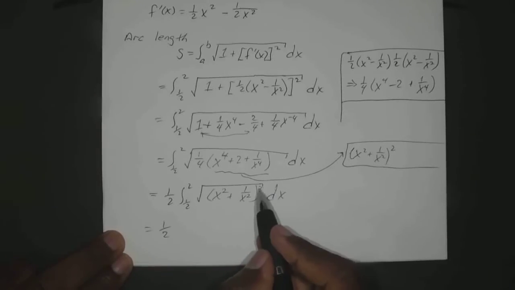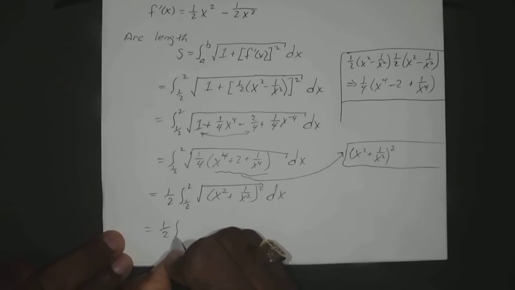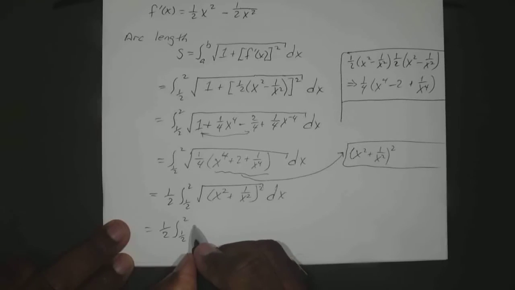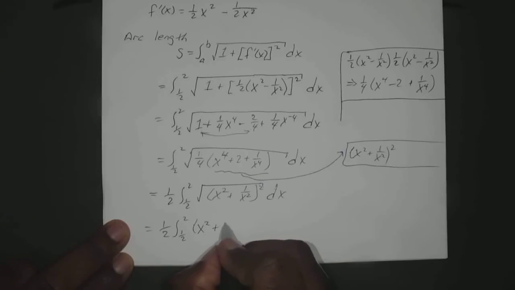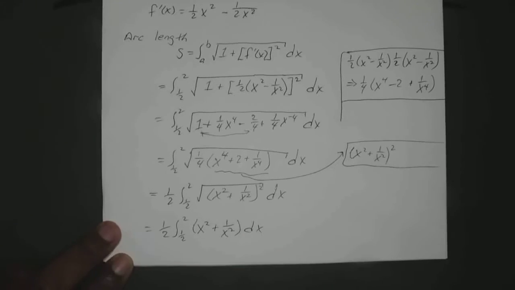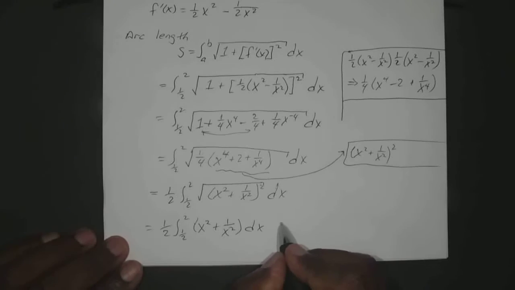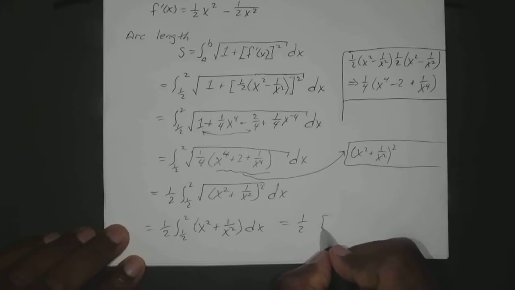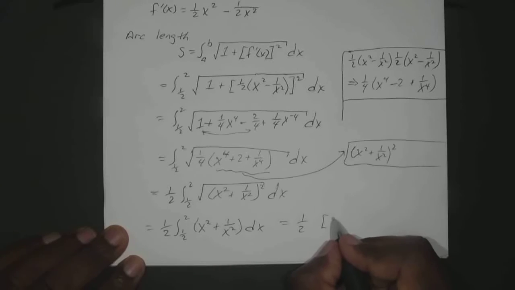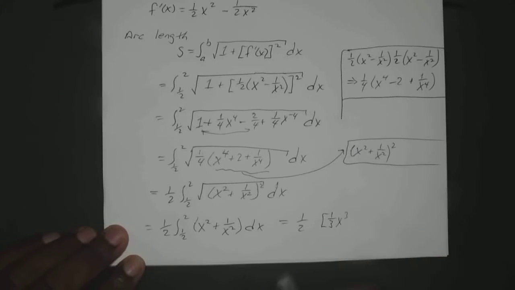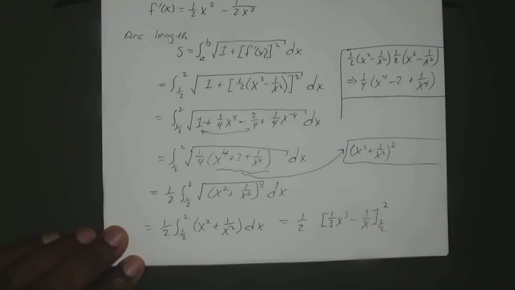Okay, so you have 1/2. Of course, the square and the square root will cancel each other out. So you just have the integral of x squared plus, you can say x to the negative 2, but I'll leave it as 1 over x squared dx. Okay, so if you integrate that, you end up with 1/2. X squared is x to the 3rd over 3. So you have 1/3 x to the 3rd. X to the negative 2, that actually becomes negative 1 over x. And that's from 1/2 to 2.